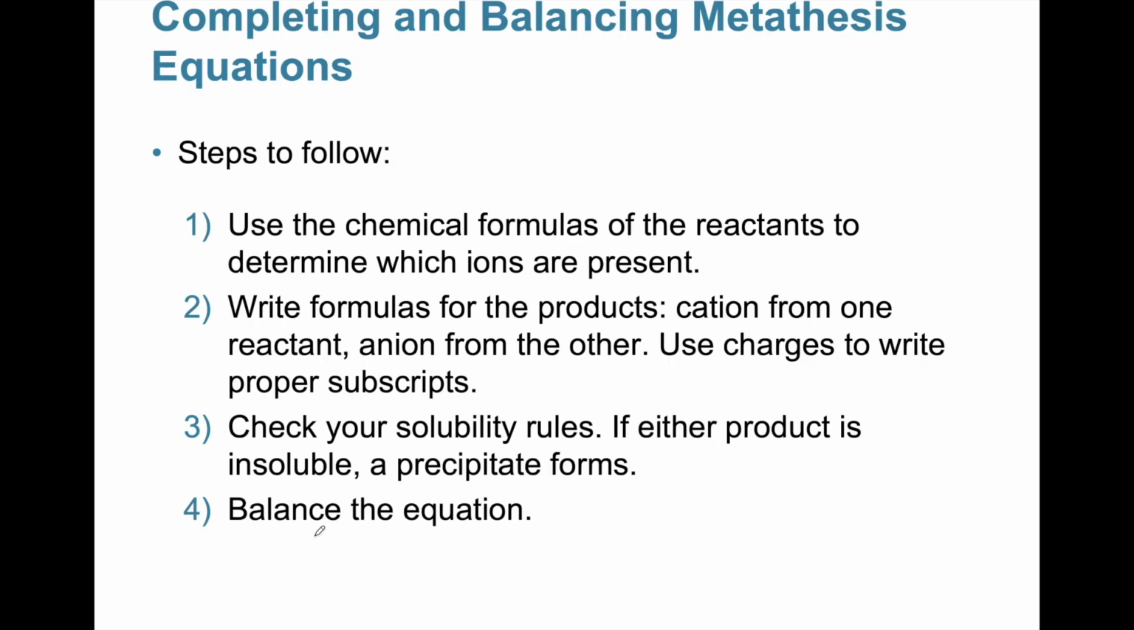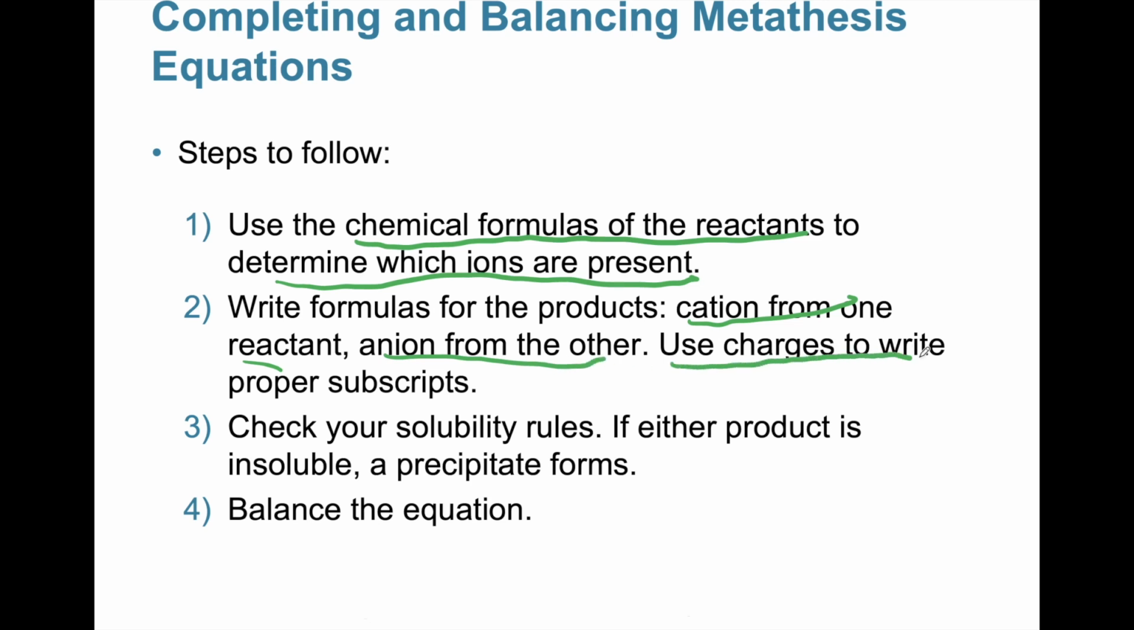Okay, so these are the steps, and I've already told you what the steps are throughout the entire slides, but just going one by one. This is how you complete and balance a metathesis equation, right? You use the chemical formulas of the reactants to determine which ions are present, right? Then you write the formulas. The cations form one reactant, and the anions form the other reactant.